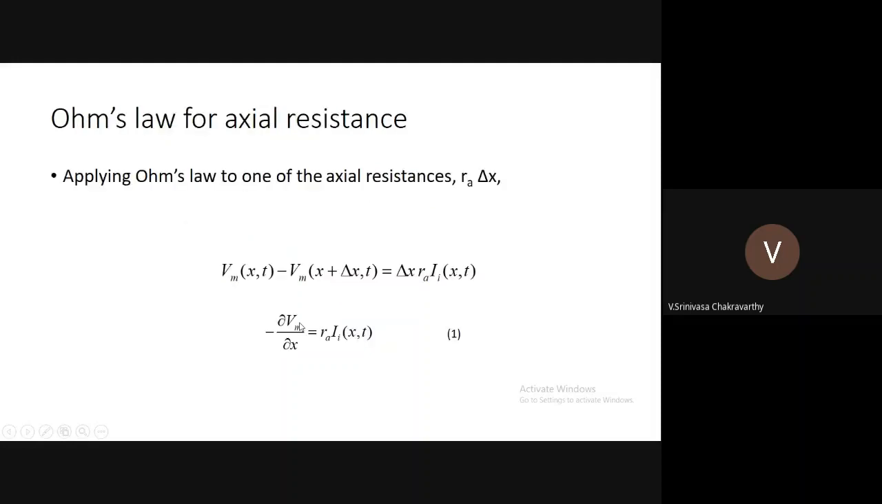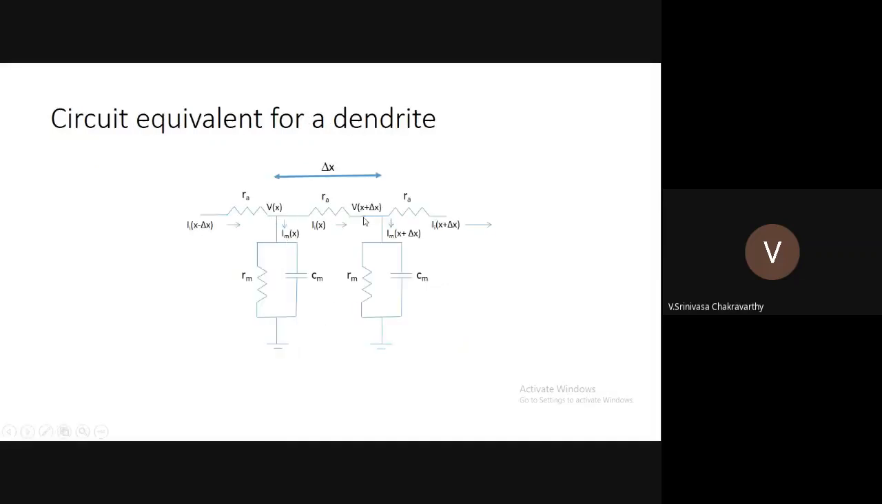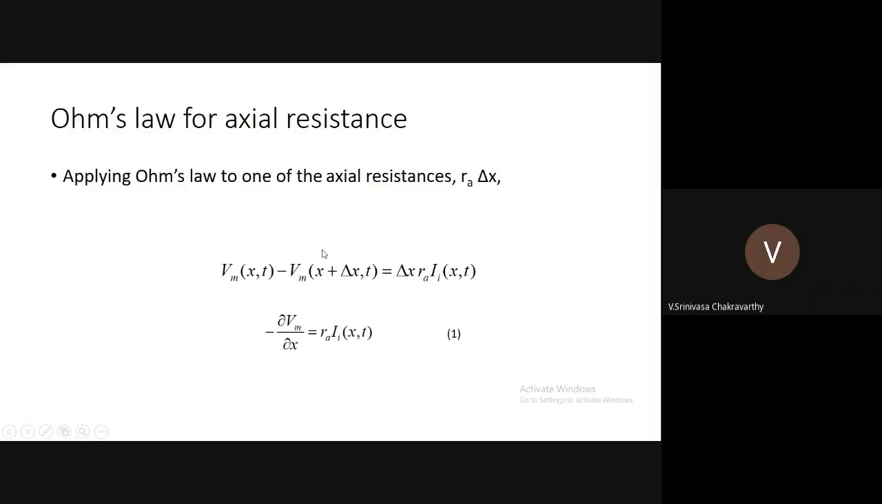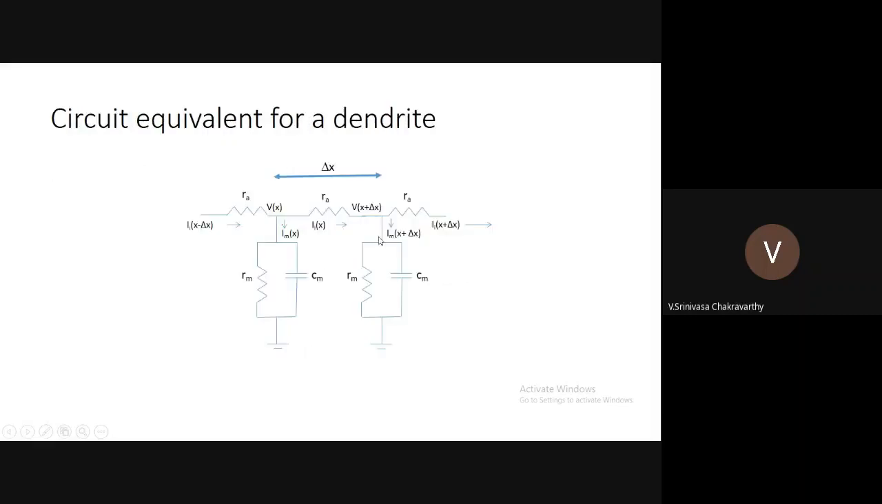So let us look at how these quantities are related. If you take this stretch of the cable and just apply Ohm's law, what do you get? The current going into this cable is Ii at x minus delta x. Current here is Ii at x. The voltage here is V of x, and the voltage here is V of x plus delta x.